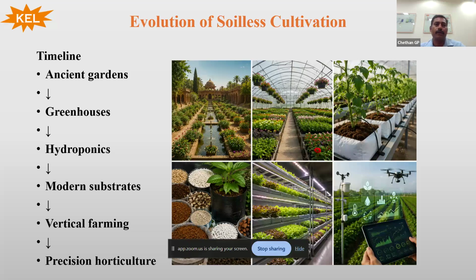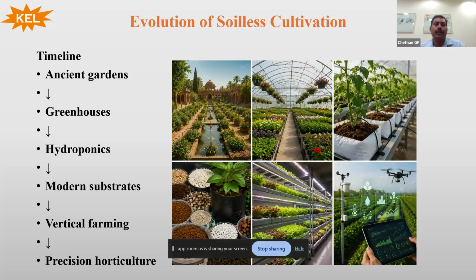Evolutions. The concept of growing plants without conventional soil is not entirely new. Historical records describe the hanging gardens of Babylon and floating gardens by ancient civilizations, where plants were grown in alternative media. Over time, scientific advances led to hydroponics and controlled environment agriculture. Today, advances in materials such as cocoa peat and perlite have made soilless cultivation more accessible.